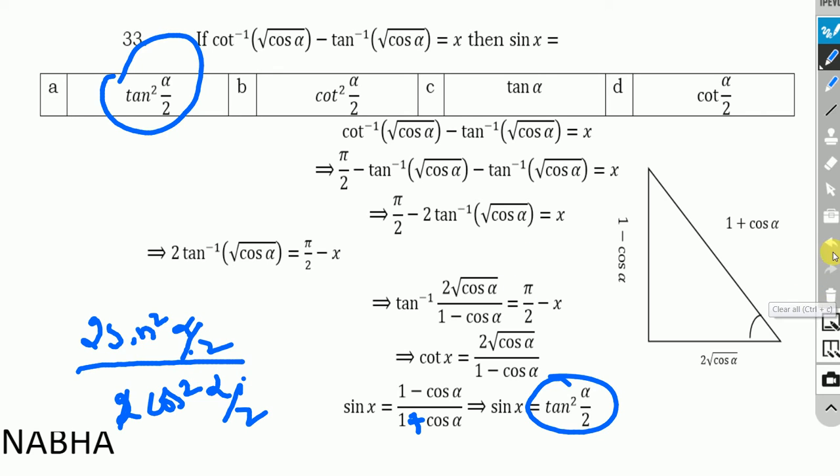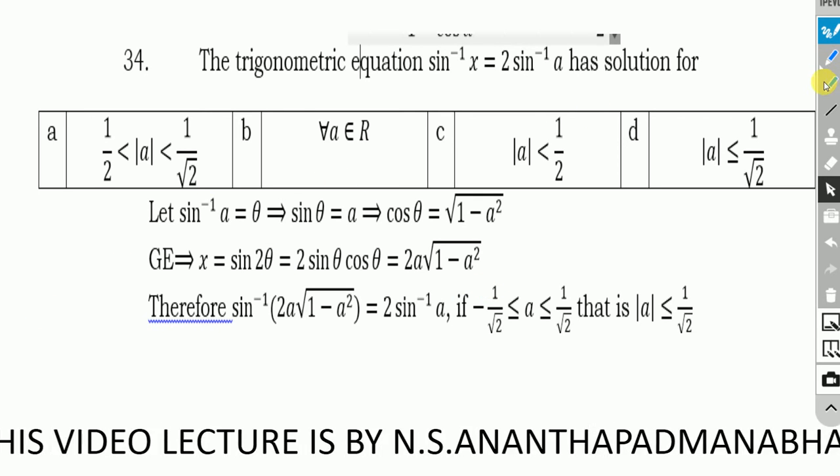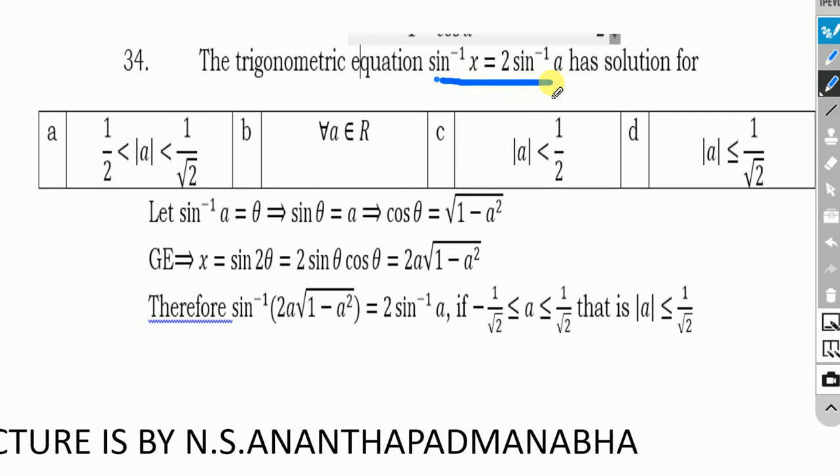Next question. The trigonometric equation sin inverse x is equal to 2 sin inverse of a has a solution for 1 by 2 less than modulus of a less than 1 by root 2, that is, modulus of a lies between 1 by 2 and 1 by root 2, for all a belonging to R. Let us take sin inverse of a as theta. Therefore sin theta is equal to a, and cos theta is root of 1 minus a square, because cos theta is root of 1 minus sin square theta.